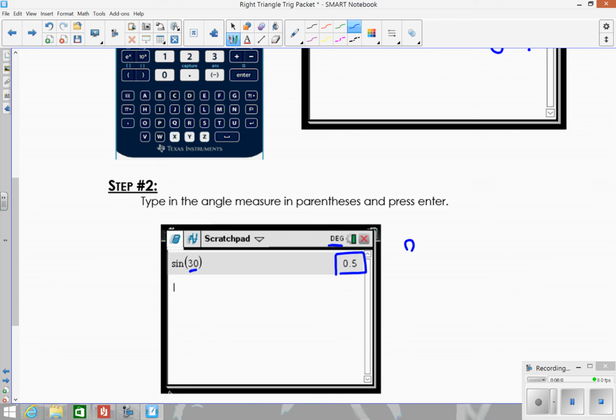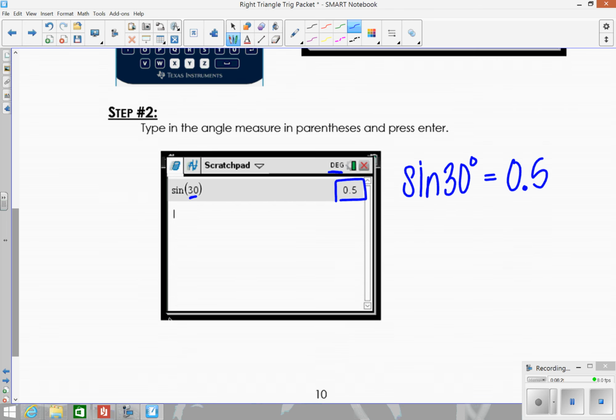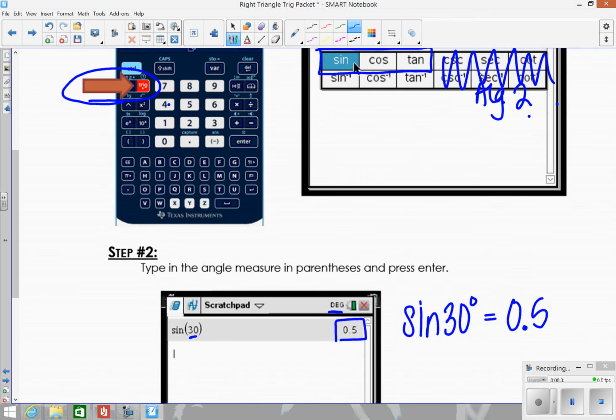So what this is saying is sine of 30 degrees equals 0.5. So if we had a right triangle and one of the acute angles was 30 degrees, if we took sine of that, meaning we took the opposite over the hypotenuse, we would get 1/2. So that would be the ratio. It could be 6/12, but that would reduce to 1/2. So that's what this is saying. You could try whatever you want with sine, cosine, or tangent, but you're going to get some messy decimals. So just be aware of that.